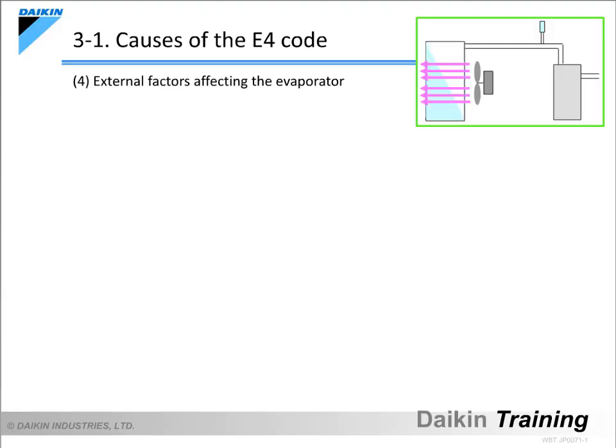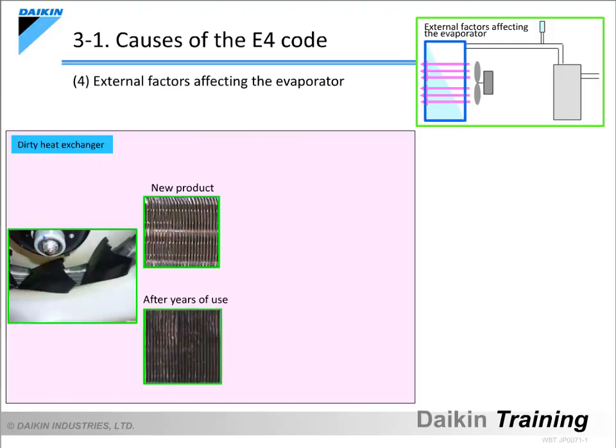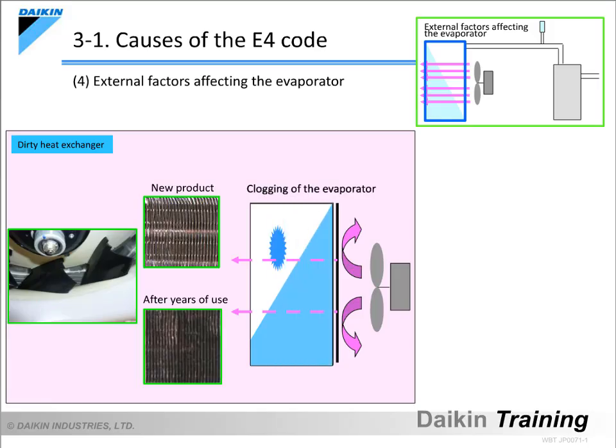Let's now look at the external factors affecting the evaporator. The fan in the evaporator is always on during heat exchange in order to deliver fresh air. Therefore, the longer it is used, the more dirt and dust collect on the aluminium fins on the heat exchanger. As this layer of dirt and dust gets thicker, it can clog the heat exchanger, which prevents the necessary amount of air for heat exchange from being delivered to the heat exchanger and causes a drop in the low pressure. This results in the E4 code.